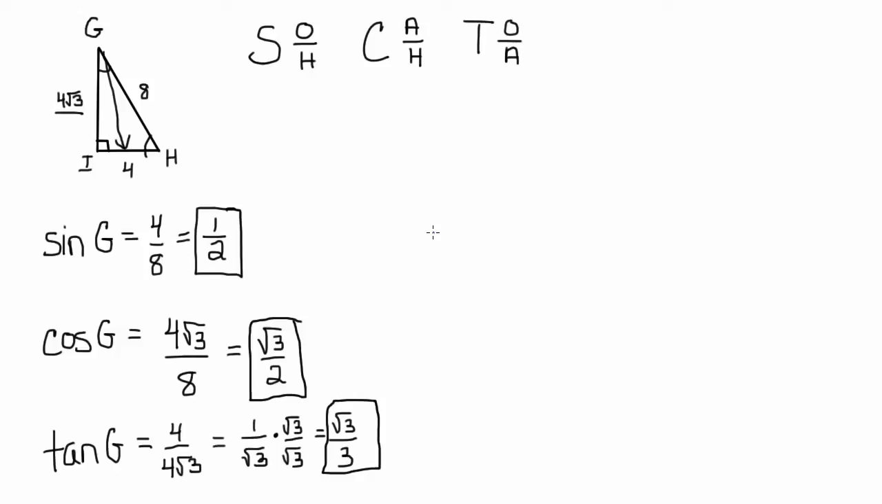Next up is our other acute angle, which is angle H. The sine of angle H, again, is just the opposite over the hypotenuse. The opposite is 4√3 over the hypotenuse, which is 8. This reduces to 1/2 √3. Actually, you know what, I'm going to write √3 over 2. Okay, perfect.